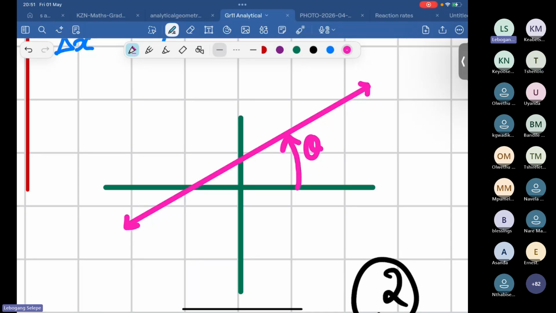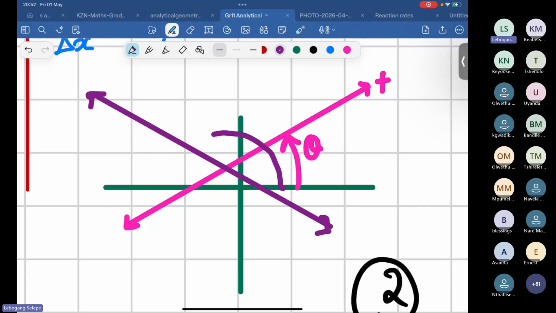Positive. So automatically, we can conclude that if you have an angle of inclination that is less than 90 degrees, your gradient is going to be positive. If you have an angle of inclination that is greater than 90 degrees, then you can see how the line itself is changing from being a positive line segment to being a negative line segment. So that is automatically going to give you a negative gradient.